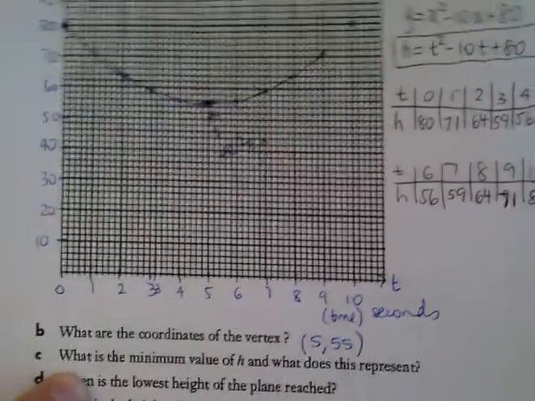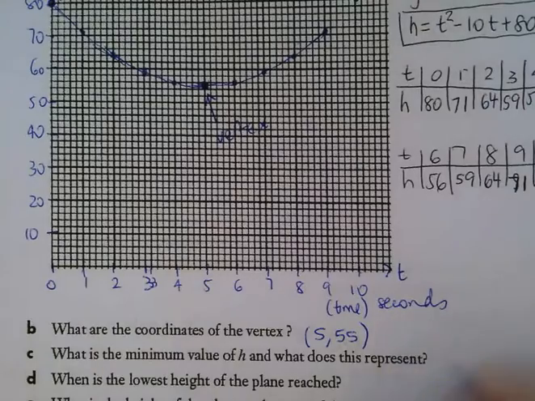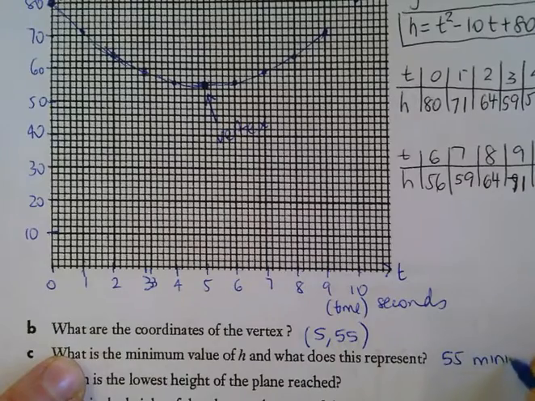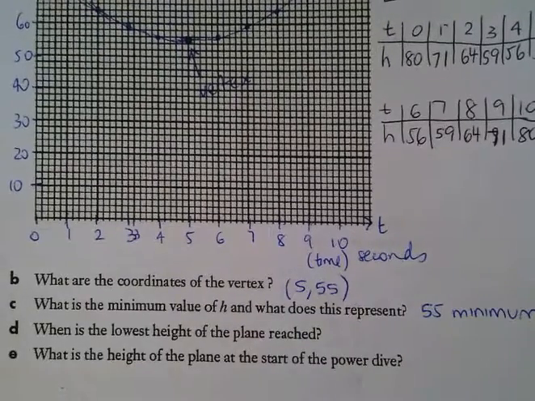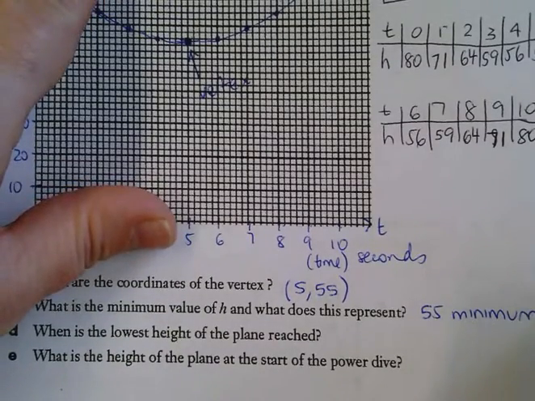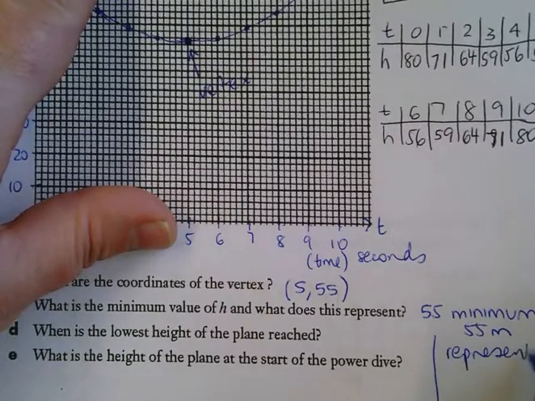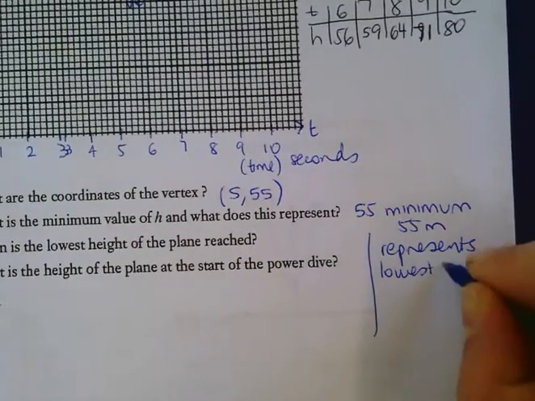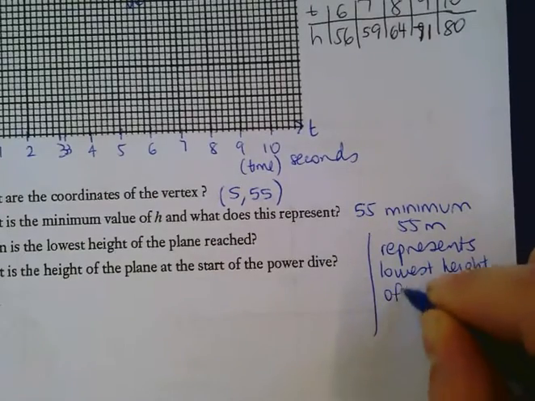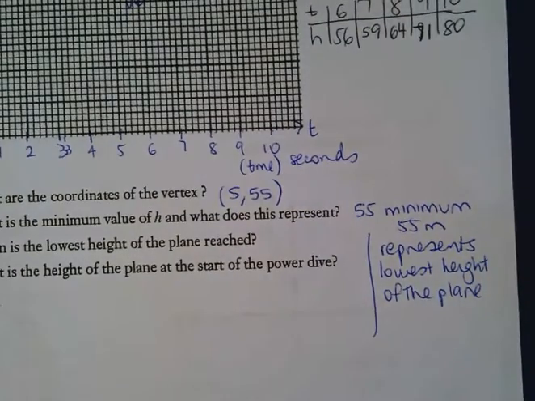Okay? So the coordinates of the vertex here are (5, 55). The minimum value of h is 55. And what does it represent? It represents the lowest height of the plane. It's 55 meters. So the minimum is 55 meters. So the plane drops down to 55 meters and then comes back up. Okay?